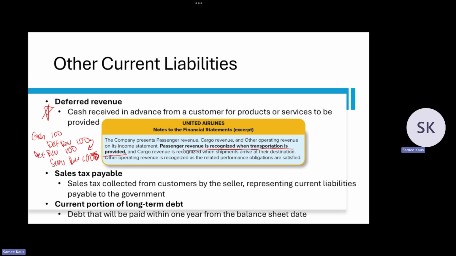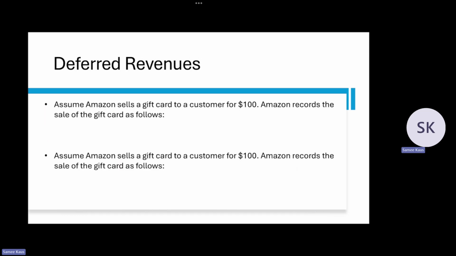Okay. The last thing here is the current portion of long-term debt. That's debt that's paid within 1 year of the balance sheet date. So say a company has a 30-year lease or a 30-year mortgage. Every time that a payment becomes due within the next year, that becomes current, and the rest is long-term. So we have to reclassify this as it becomes current as time passes. So we're going to go through each individual example here.